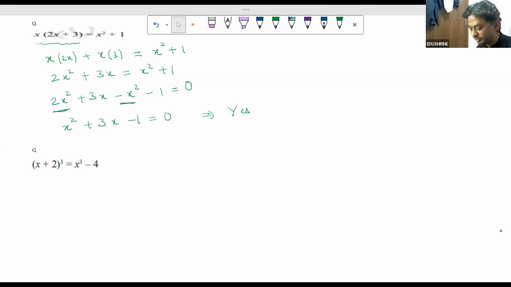Now x plus 2 whole cube, you have to tell me if this is a quadratic or not. Okay, so Rakshita wrote that it is not a quadratic. Realme 6i wrote it's not a quadratic. Others? It's a simple question. There is nothing to be worried about in this. You can easily try this.